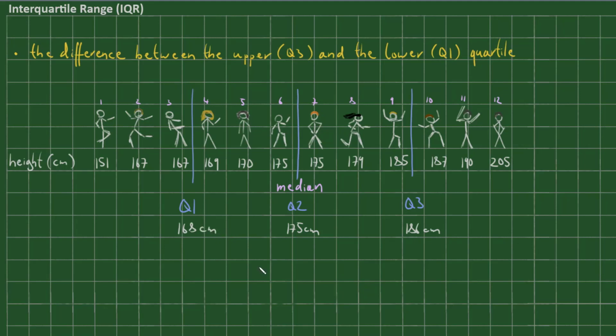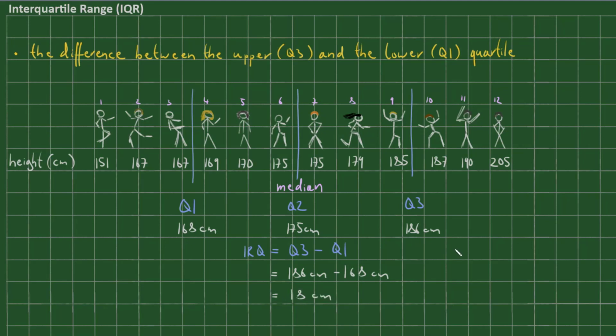Now that I have these values, I can calculate the interquartile range. So I can say that the IQR equals Q3 minus Q1. In this particular case, that means 186 centimeters minus 168 centimeters. And that will give me a range of 18 centimeters.